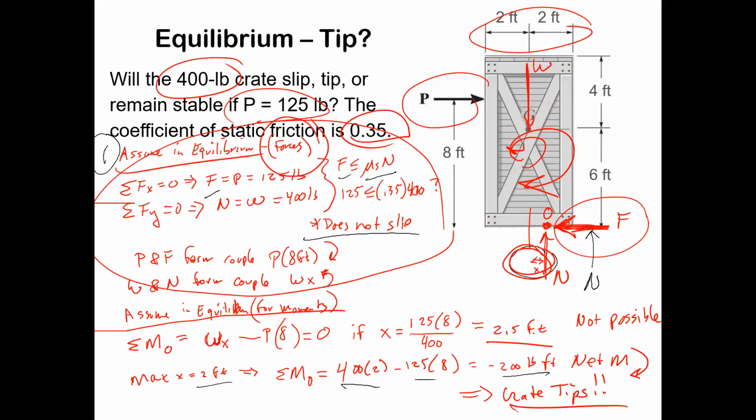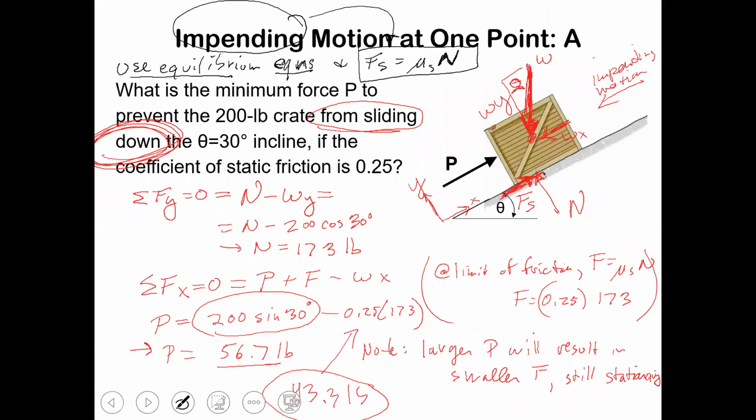This is sort of the summary that we've done. It's all in the previous videos. We did impending motion at one point. Then the question is, this is sort of an interesting question. Impending motion is when you're right at the verge of this thing moving. And again, friction always opposes impending motion.